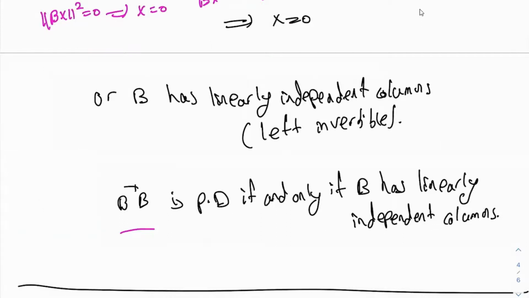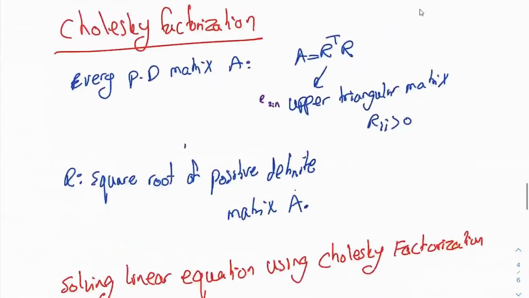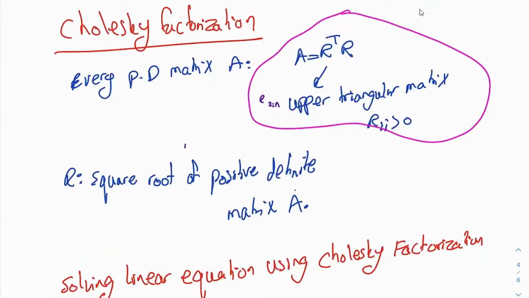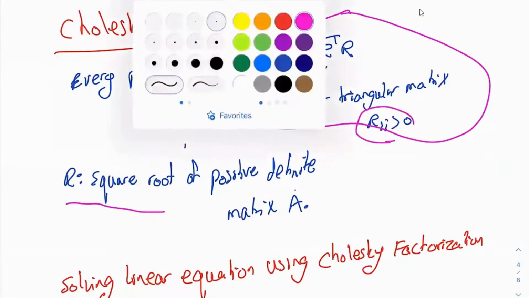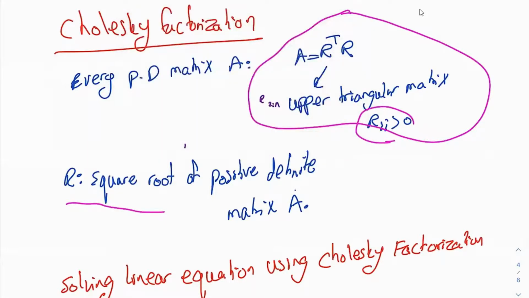Now let's talk about the Cholesky factorization. We claim every positive definite matrix A can be written in this form: A equal to R transpose R, where R is an upper triangular matrix where the elements on the main diagonal are all positive. That's what this statement says. So in a sense, you can interpret R to be a square root of the positive definite matrix A. For example, if A was a scalar, R was the square root of A. And if A is a matrix, you can visualize R as a square root like that.